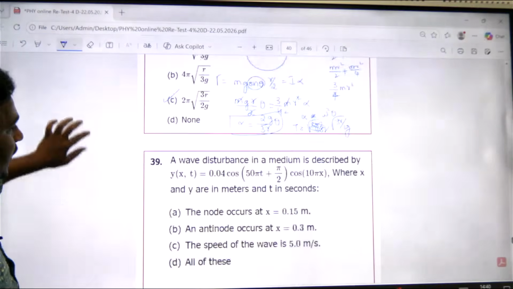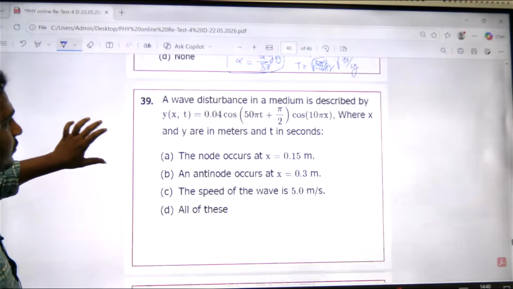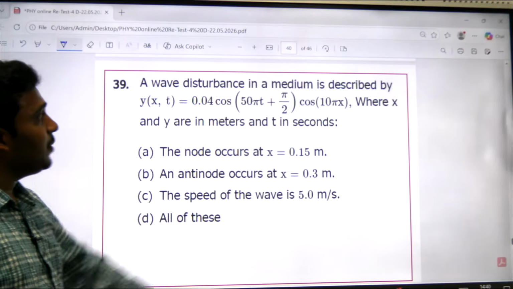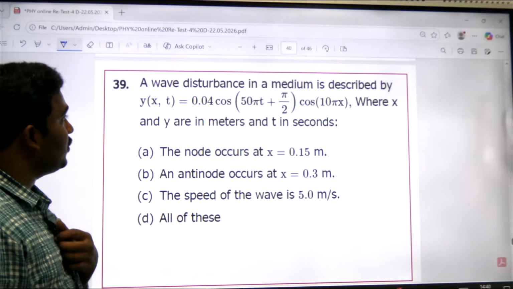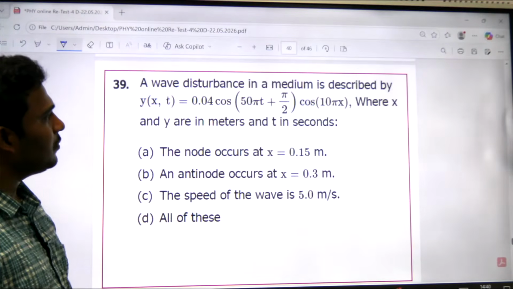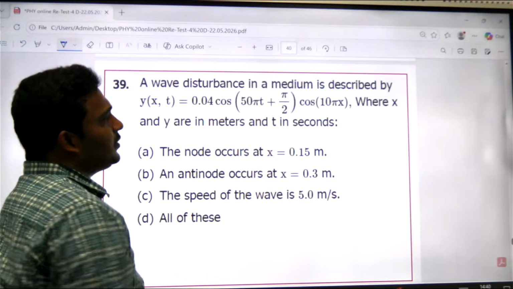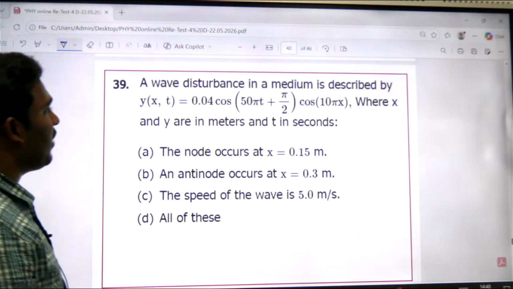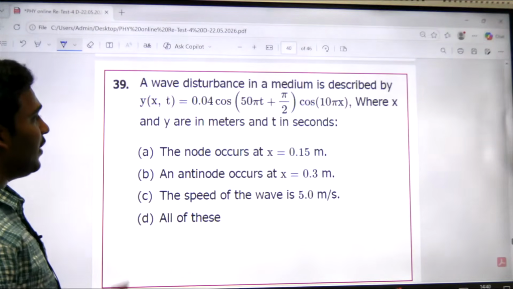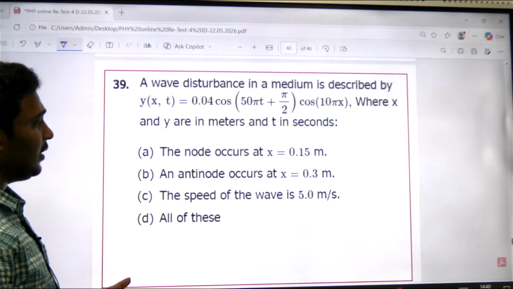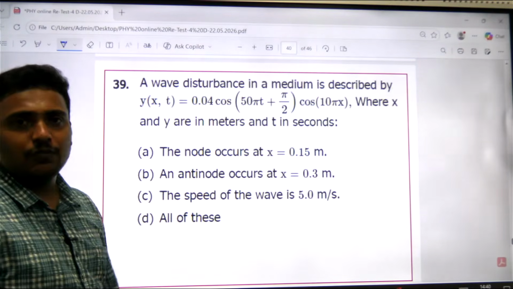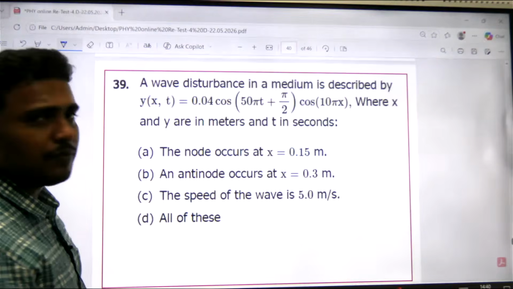Question number 39. The wave disturbance in the medium is described by y of x comma t equal to 0.04 cos of something and cos 10 pi x, where x and y are in meters and t is in seconds. He's asking where the node is occurring, where the antinode is occurring, and what the speed is. We shall see what a node is.